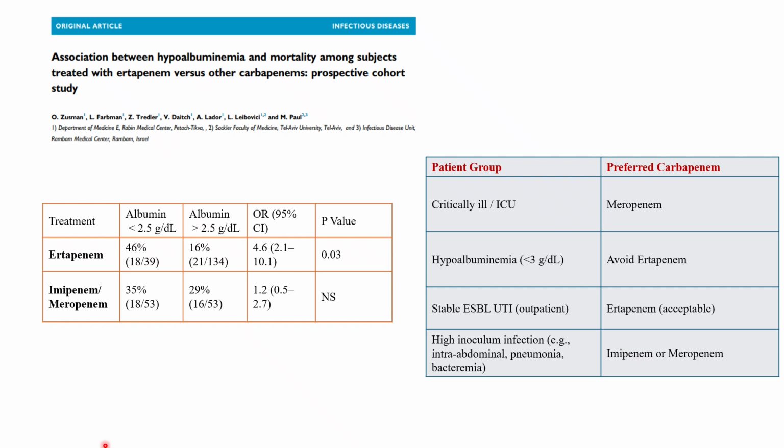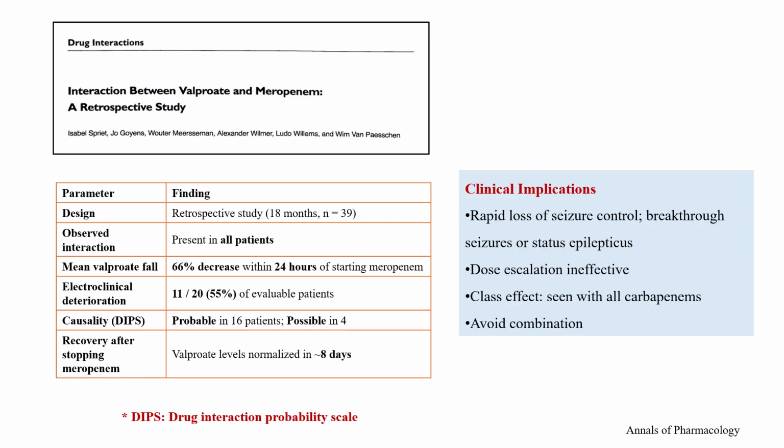You can see in this particular study, patients who used ertapenem with albumin levels of less than 2.5 had a significantly higher mortality compared to patients with no hypoalbuminemia, whereas this difference was not seen with other carbapenems like imipenem and meropenem. And here you can again see the rapid drop of valproate levels after starting meropenem. There is a 60% drop within 24 hours. You might think that you will increase the dose of valproate, but dose escalation is ineffective. So you have to either change the antibiotic or change the antiepileptic agent.